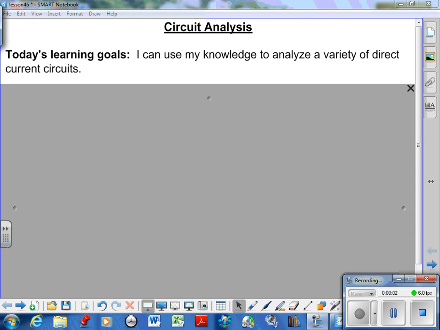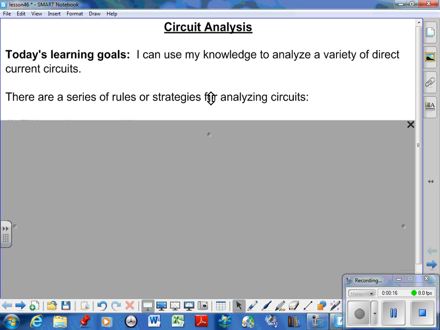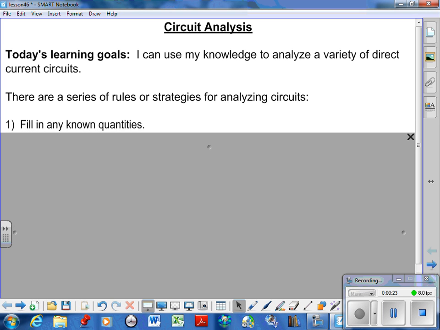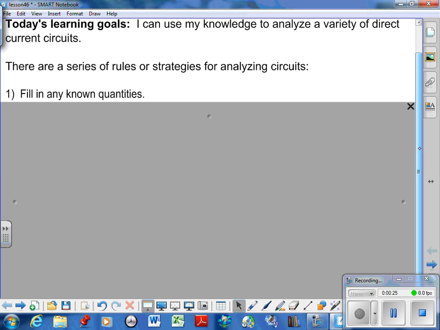Now we're going to look at circuit analysis. That's the next lesson we're looking at. What I want you to do is use your knowledge of formulas in terms of resistance, voltage, and current to solve direct current circuits. When you're solving circuits, there's a couple of rules or strategies that you need for analyzing them. I've got them listed here for you, and you have it in front of you on your sheet.